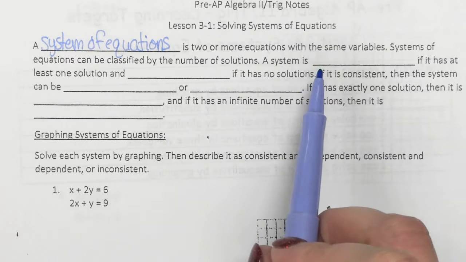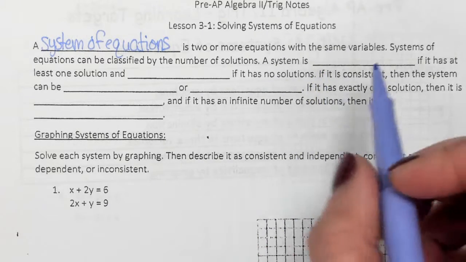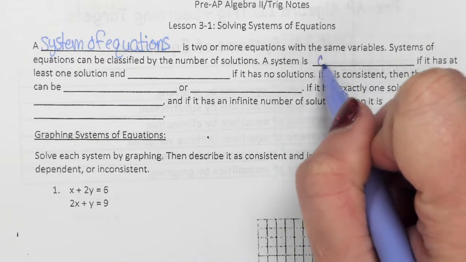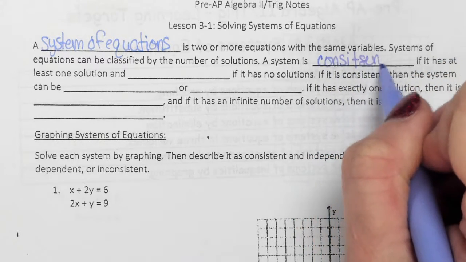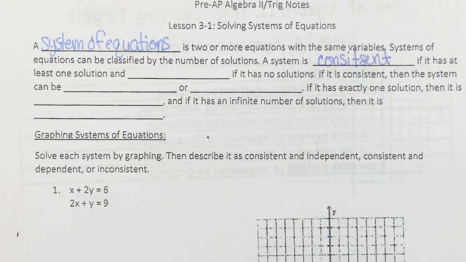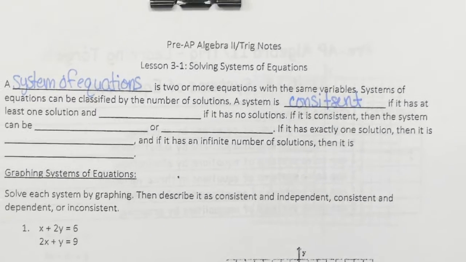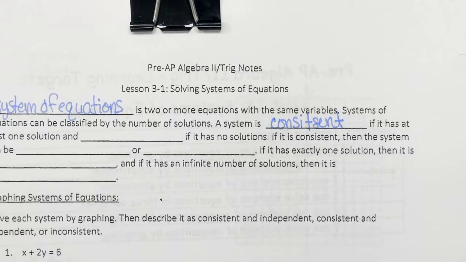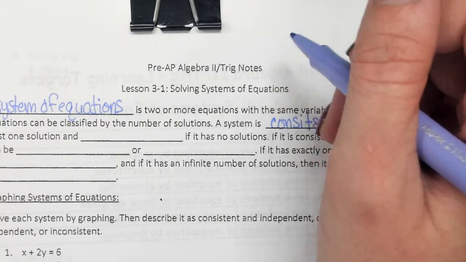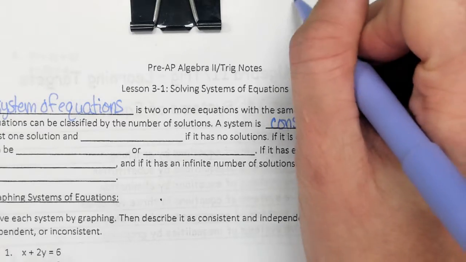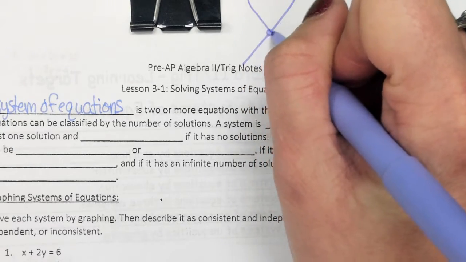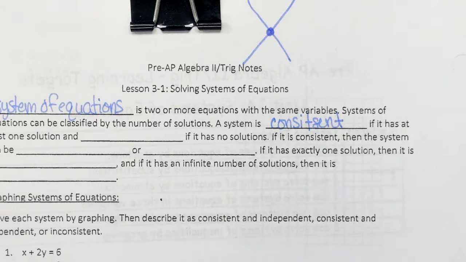A system is blank if it has at least one solution. All right, let's go right there. So it is consistent if it has one solution, at least one solution. So at the top up here, we're going to draw ourselves a picture because y'all are very visual, right? So consistent can look like one of two things. If it has a solution, that means that they cross, because we have more than one graph, so it could mean that they cross, or it could mean that they're just both the same exact line.